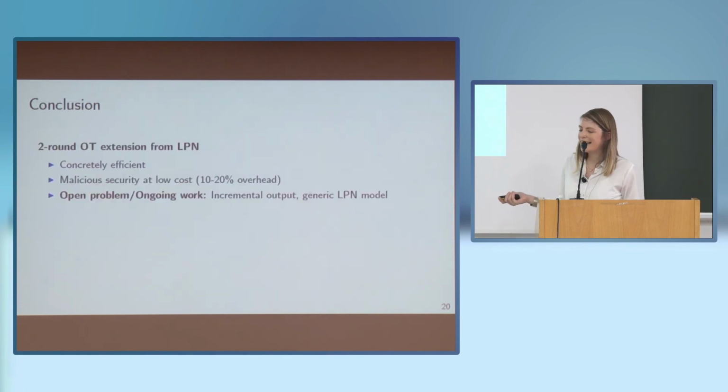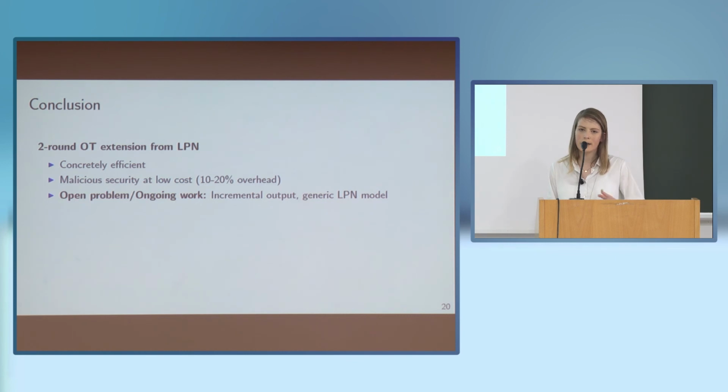Okay, and this leads me to the conclusion. This is a 2-round OT extension from LPN, which is concretely efficient. Malicious security is also at low cost. I just said it doesn't increase the rounds. It also doesn't increase the computational cost much, only about 10 to 20%. We didn't implement it. We just have some estimations.